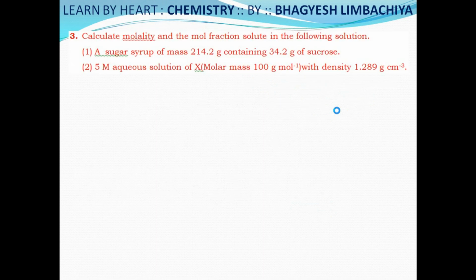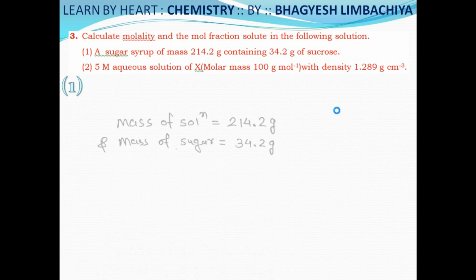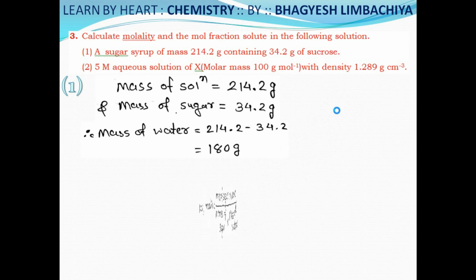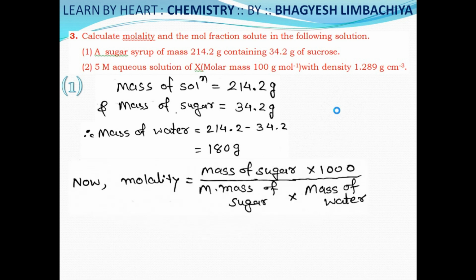Next is molality and the mole fraction is asked, and you are given the sugar syrup having mass 214.2 in which 34.2 gram of sucrose is dissolved. So mass of solution and mass of solute are given, so we can calculate the mass of water and it will be 180 grams. Based on it we can calculate the molality, because the molality has a formula: mass of sugar into 1000 divided by molecular mass of sugar and mass of water.